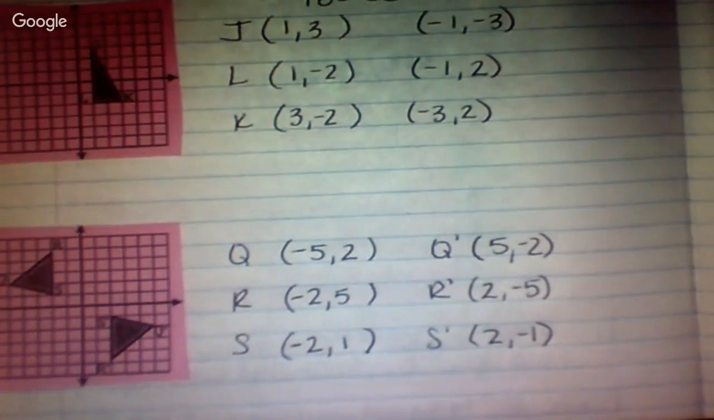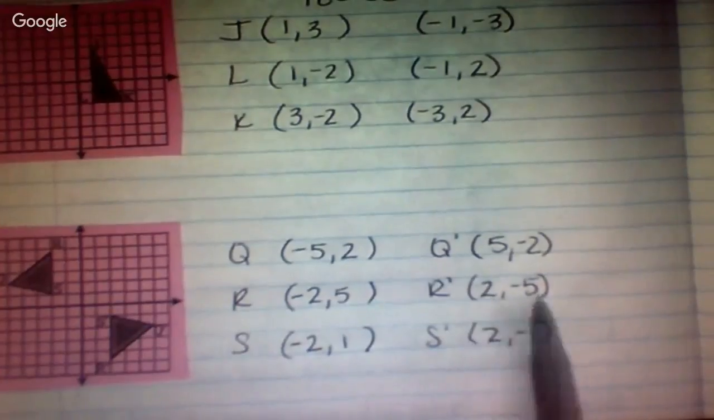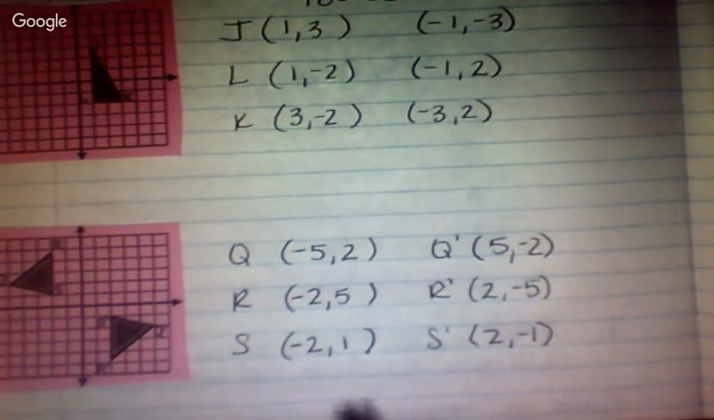Okay. So take a look at our points. What has happened? What changed? The signs changed. Okay. Answer me this. Did my numbers change places? No. 5 is still on the left. 2 is still on the right. 2 is still on the left. 5 is still on the right. My numbers didn't change places.